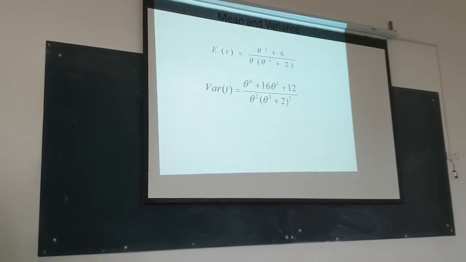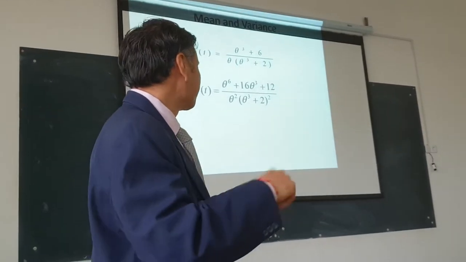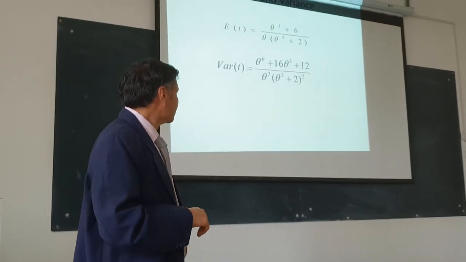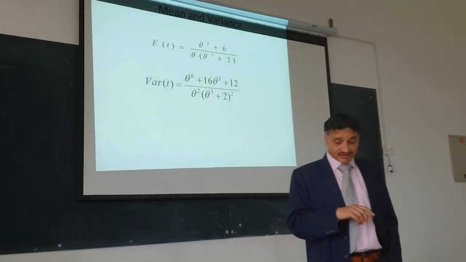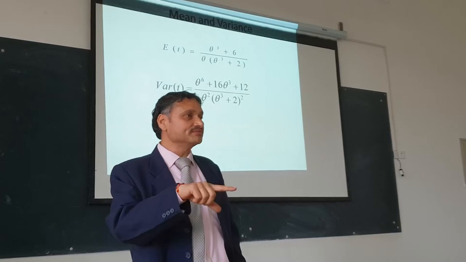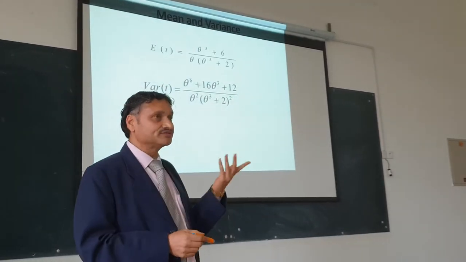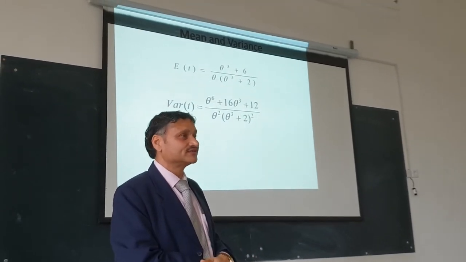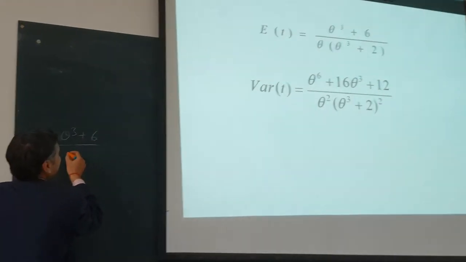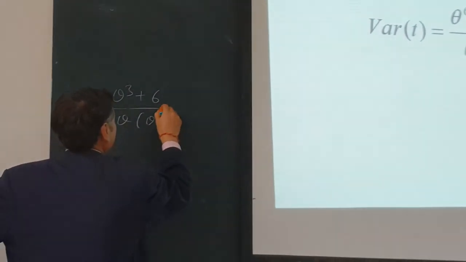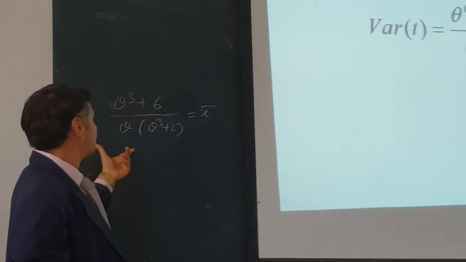The next is mean and variance. Mean and variance, moments we have derived properly in the papers. But if you want, you can check that with the papers so that you can know mean and variance properly. In both the methods we have used, moment methods as well as maximum likelihood methods. Moment method is very easy: theta cubed plus 6 theta squared plus 2 equal to x bar, if you equate with the mean, so you will get one equation.